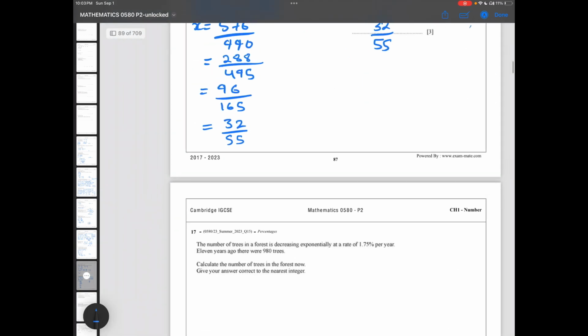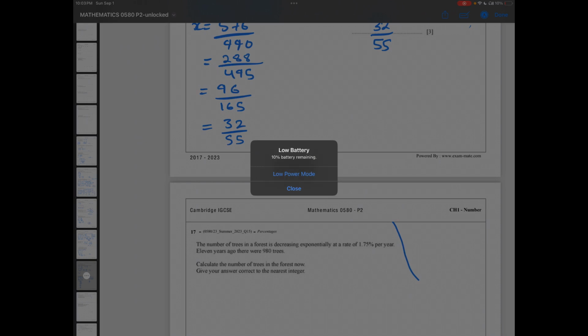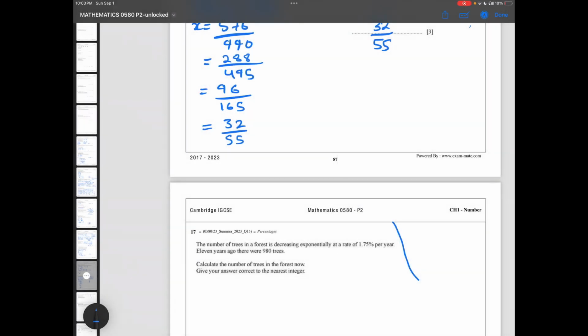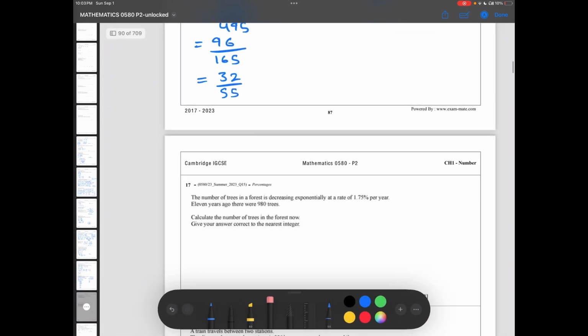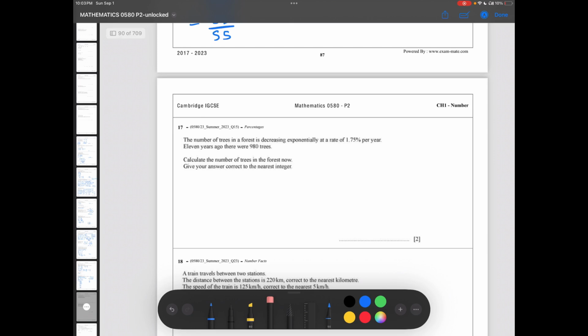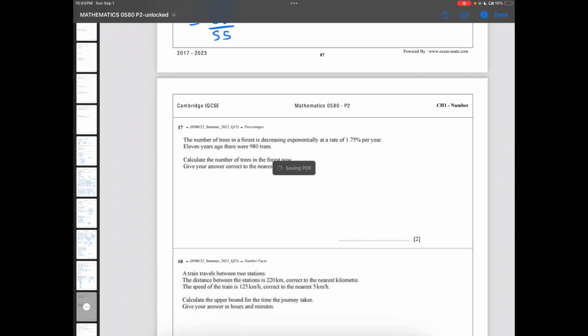Now let's move to question number 17. It says the number of trees in a forest is decreasing exponentially at a rate of 1.7% per year. 11 years ago, there were 980 trees. Calculate the number of trees in the forest now. Give your answer to the nearest integer.